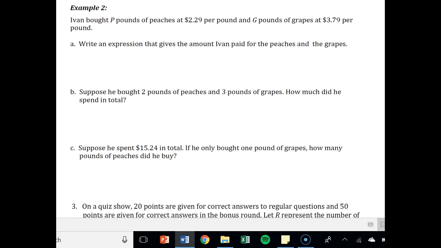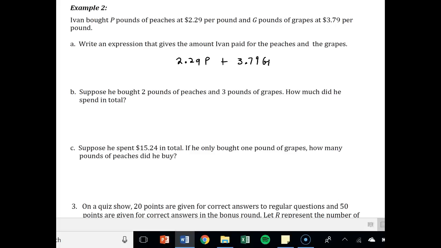Flip to the back side. I'm going to do number 2. It says Evan bought P pounds of peaches at $2.99 per pound and G pounds of grapes at $3.79 per pound. Write an expression for peaches and grapes. So that's easy. That's $2.29 for P, for peaches, plus $3.79 for G, grapes, right?